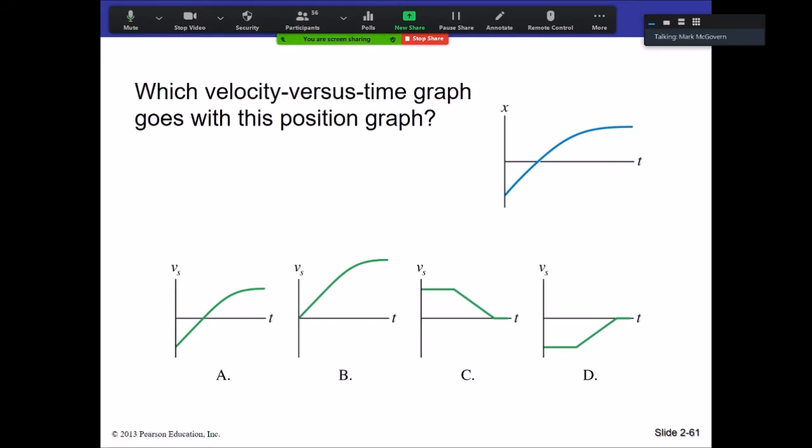What about this one? A lot of questions. I said, this is a position versus time graph. What's the velocity versus time graph? Again, sometimes it's helpful to rule out the wrong ones because it may be easier to understand why something is wrong than why something's right. You can quote me on that. That's a quote. I just made that up. That's a pretty profound statement.